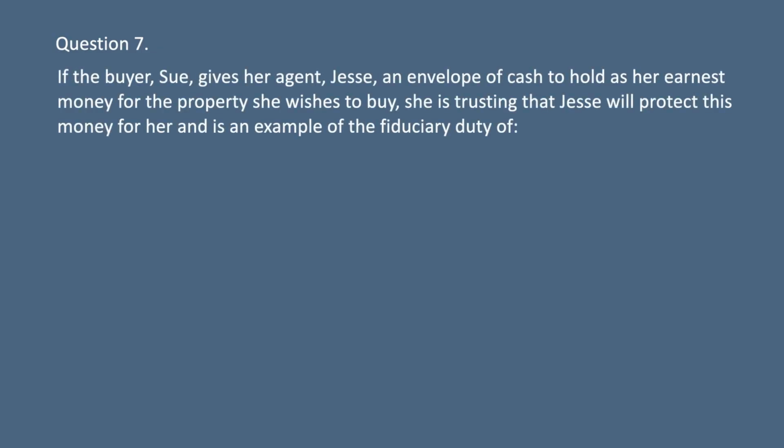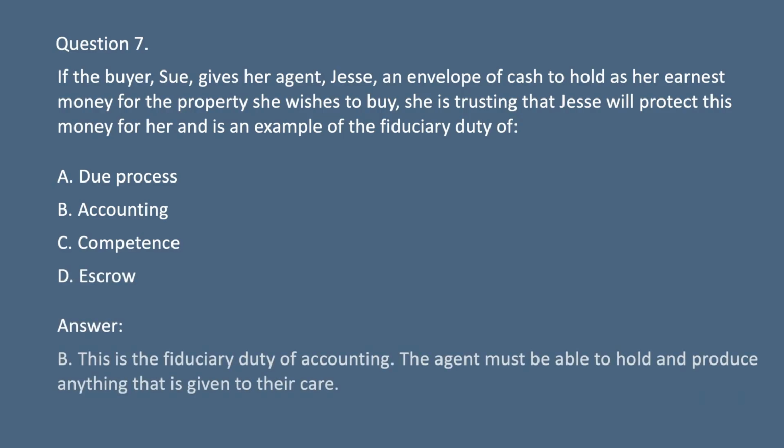Question 7. If the buyer, Sue, gives her agent, Jesse, an envelope of cash to hold as her earnest money for the property she wishes to buy, she is trusting that Jesse will protect this money for her and is an example of the fiduciary duty of A. Due process. B. Accounting. C. Competence. D. Escrow. Answer B. This is the fiduciary duty of accounting. The agent must be able to hold and produce anything that is given to their care.